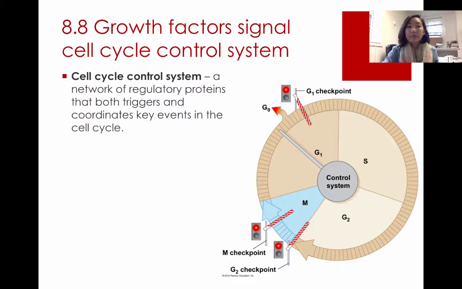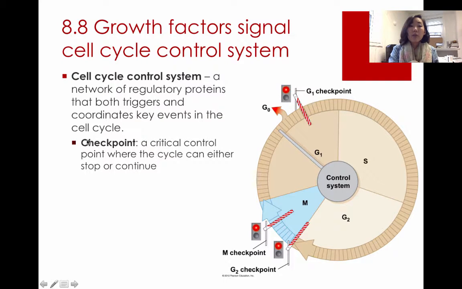Another way that the body decides whether or not to allow cells to divide is something called the cell cycle control system. The cell cycle control system represented here is just a network of proteins that regulate the different parts of the cell cycle. So there are certain stopping points in the cell cycle that let the cell know whether or not it should continue going forward or if it should stop dividing. These stop points are called checkpoints. And these are critical places where the cell can decide what it wants to do, whether or not it should continue going forward or if it should just stop in the cell cycle wherever it is and not continue forward.